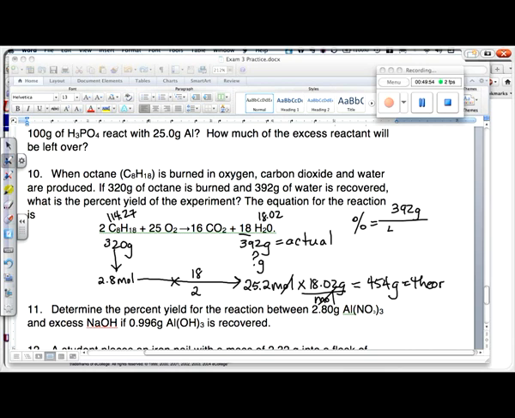So that will go here, times 100. So I end up with 86.3% for my percentage yield. All right, so we did a box with our stoichiometry problem there. All right, scrolling.